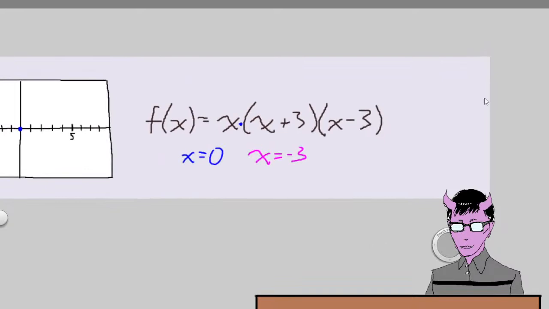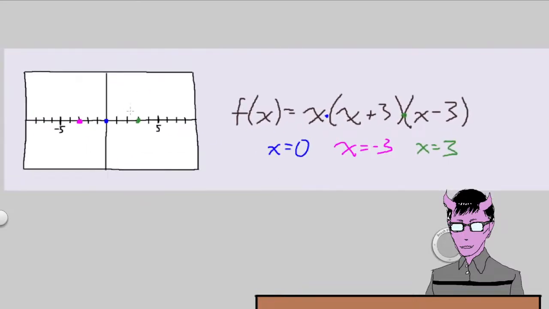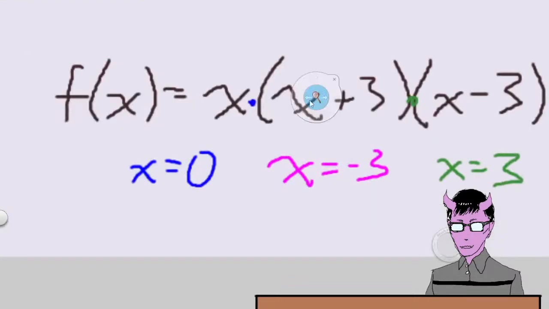And then lastly, we have one more right here. How do we produce 0 using this particular factor? If x is equal to positive 3, because positive 3 minus 3 gives us 0, and 0 times the other two factors still produces 0. So that's going to be our third x-intercept. We've successfully plotted all of the x-intercepts, and now all we need to do is consider the end behaviors for our function.